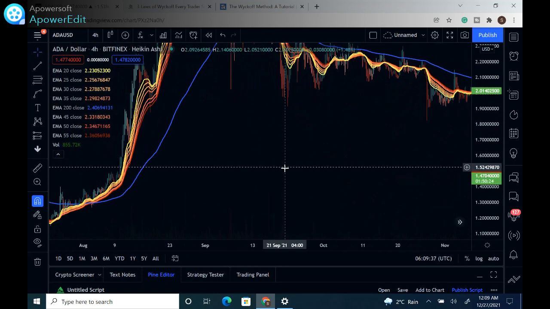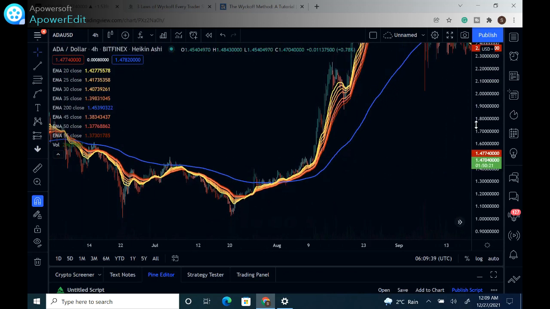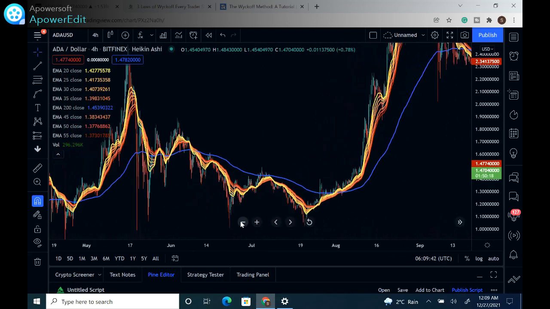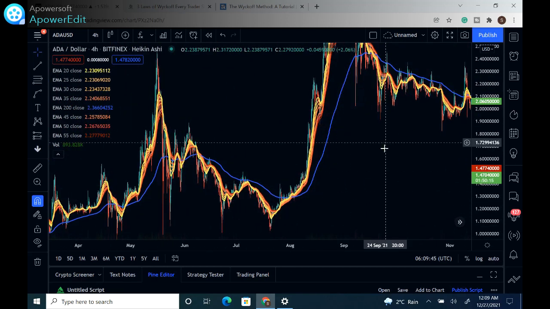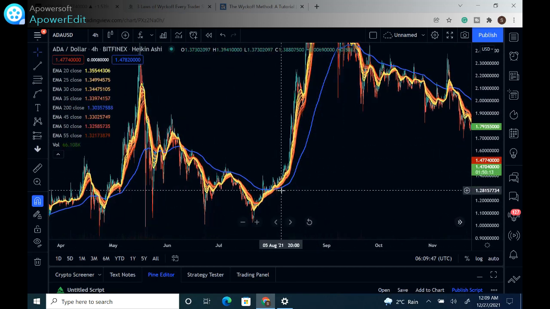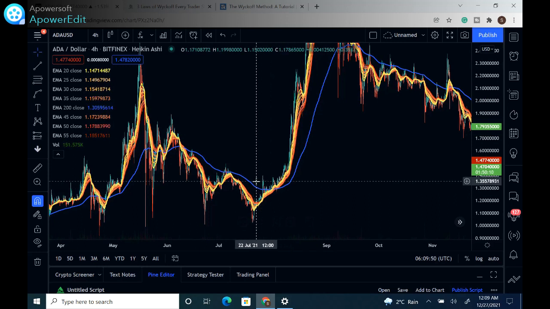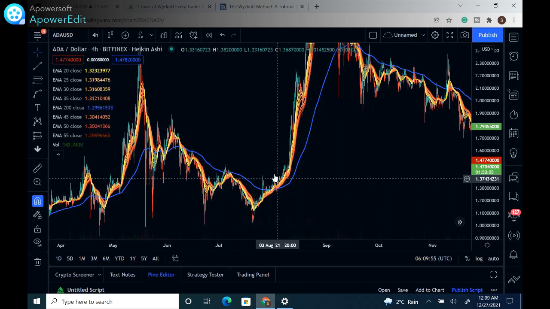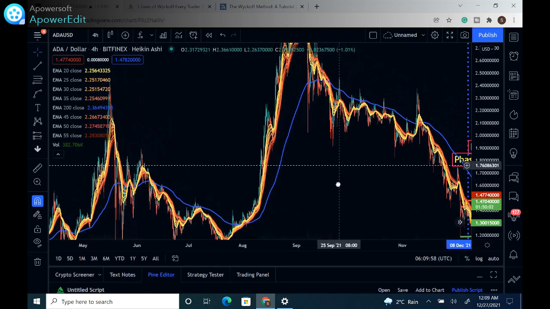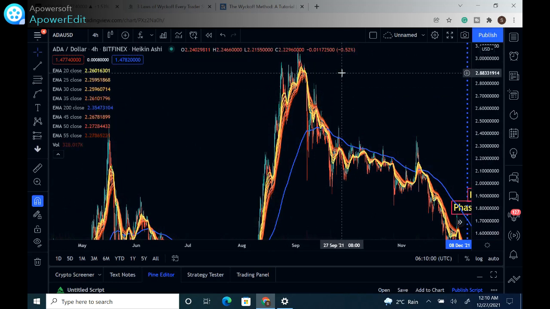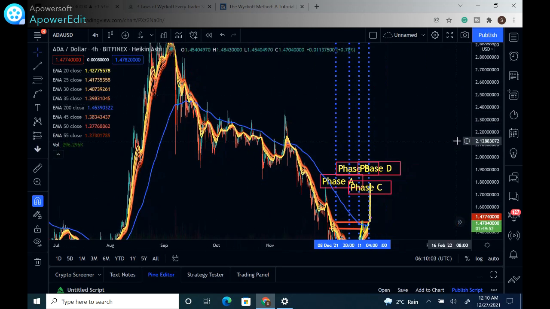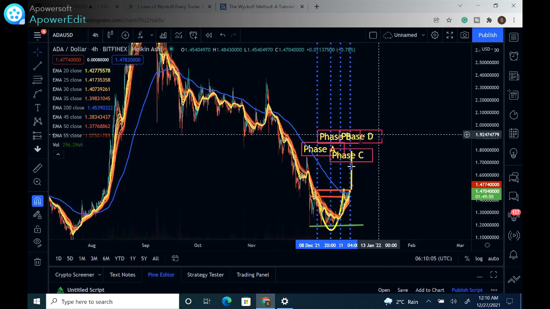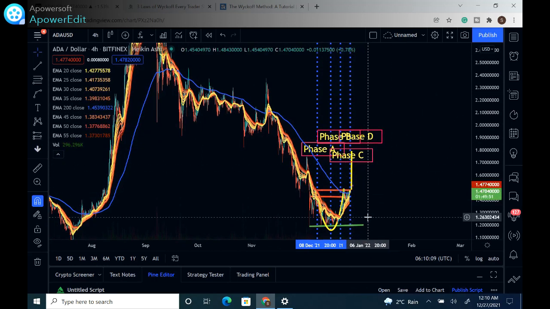And why I am saying this, because history will repeat itself. Here in July, you can see the long term ribbon crossing with the short term, and we see massive upward movement of the Cardano price, and I'm expecting this is going to happen now, and that time is not far away, and that is happening sooner rather than later.